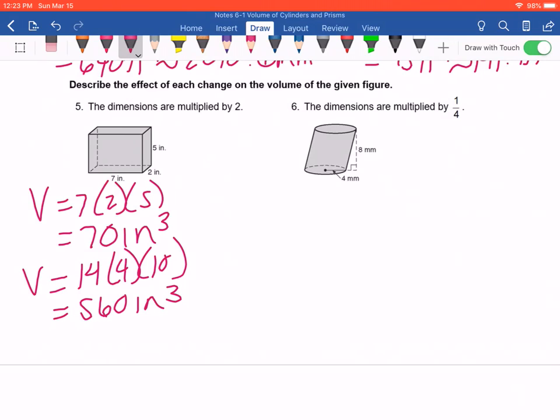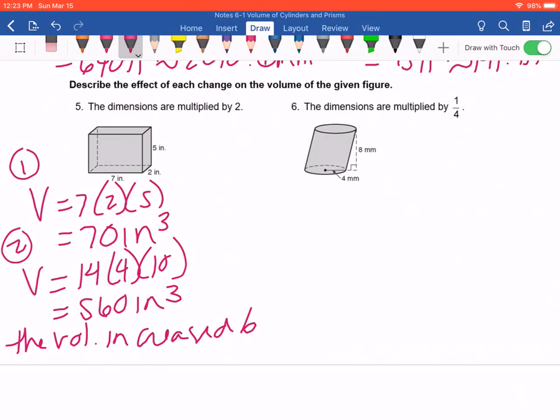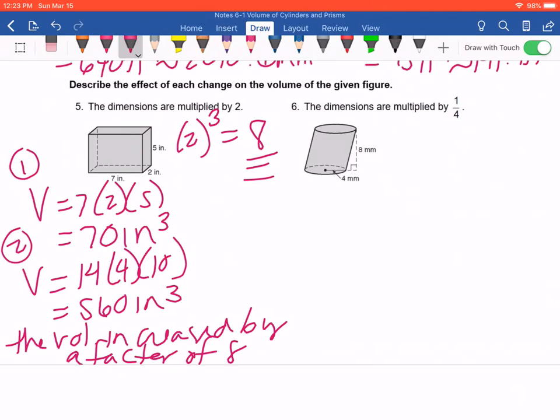So what we see between our original volume and our new volume, when each one of the dimensions is multiplied by 2, is that the volume is increased by a factor of 8. Or we could also say that the volume is 8 times as large. This is not a coincidence, by the way. We know that volume is measured in cubic units. So if each one of the sides is multiplied by 2, I could take 2 cubed, and then I find out that my new volume should be 8 times as large as my original, and that is in fact the case.